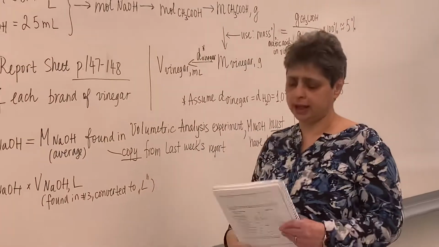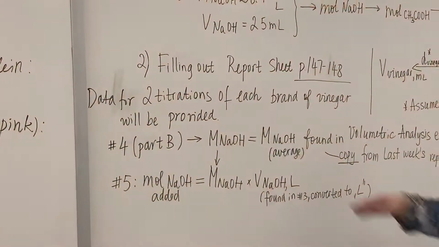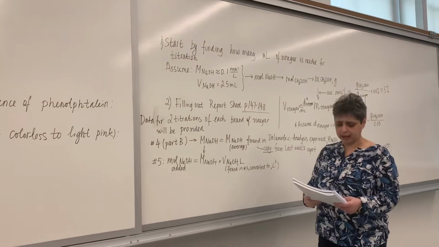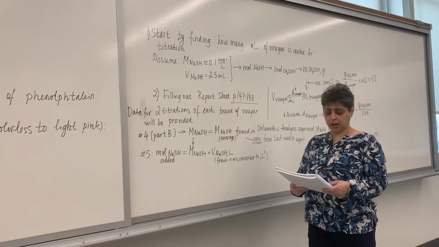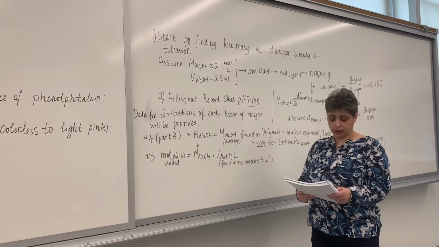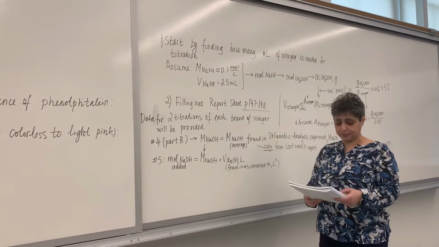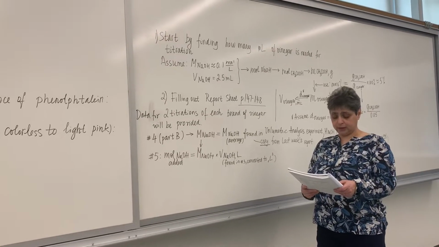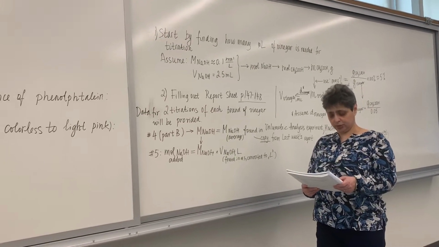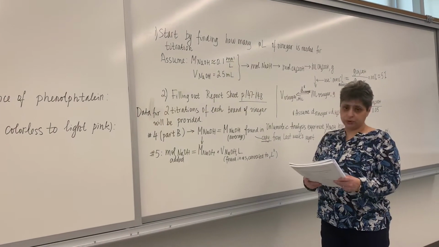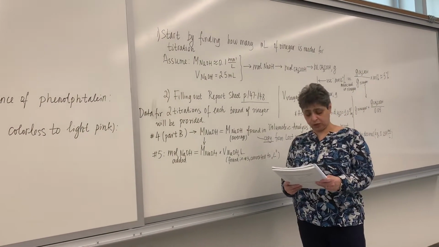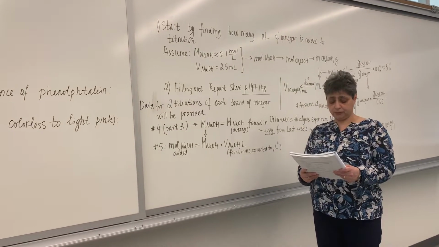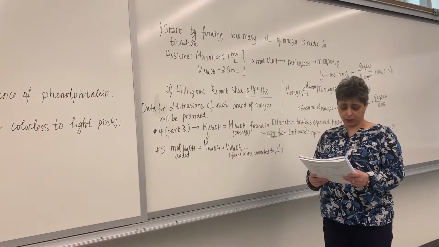So now let's go ahead and discuss how you're going to fill out your report sheet on pages 147, 148. So I will provide data. You will be given mass of vinegar. It's number 3 on your report sheet. And then for part B, you will be provided with initial burette reading and final burette reading. And then, of course, for number 3, for volume of NaOH used, you can find it by using final minus initial for volume of NaOH.